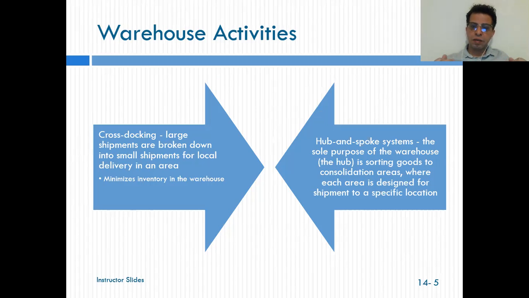The other activity is like a hub and spoke system. The sole purpose of the warehouse is as a hub. It's sorting goods for consolidation, where each area is designed for shipment to a specific location. We saw in the movie the DHL. We also know Amazon does that. It has lots of hubs.